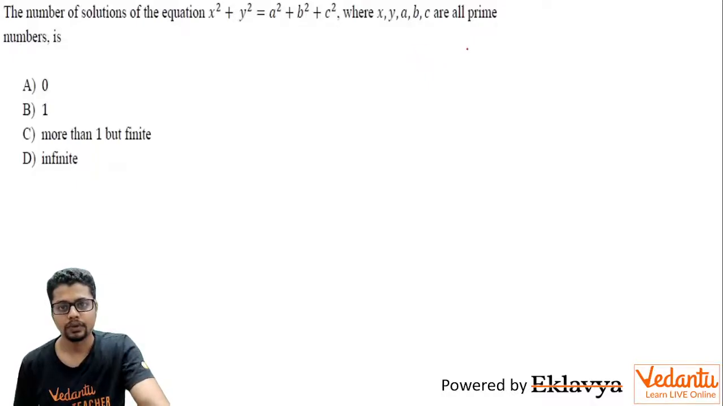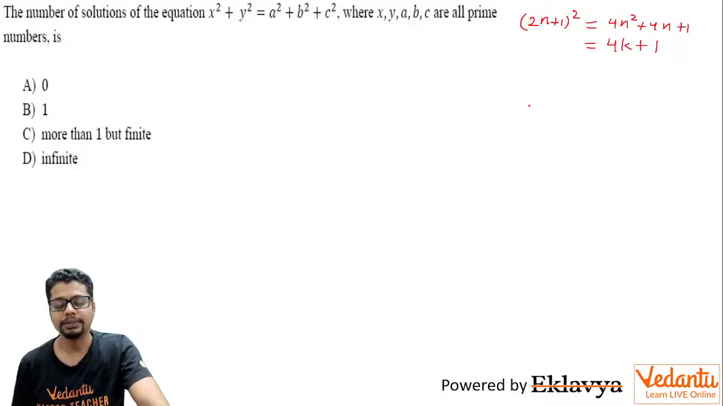Also please consider this: the square of an odd number, let's say 2n plus 1 is an odd number whose square I am considering, will be 4n square plus 4n plus 1. So that means the square of an odd number is of the form 4k plus 1. That means if you divide the square of an odd number by 4, the remainder is 1.